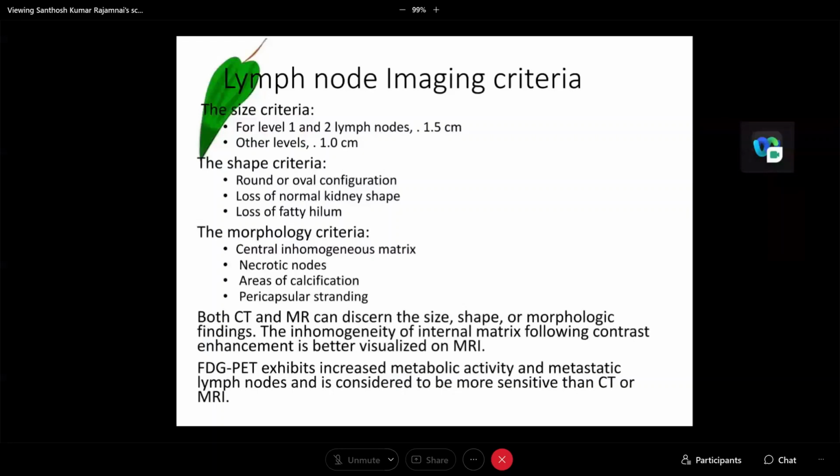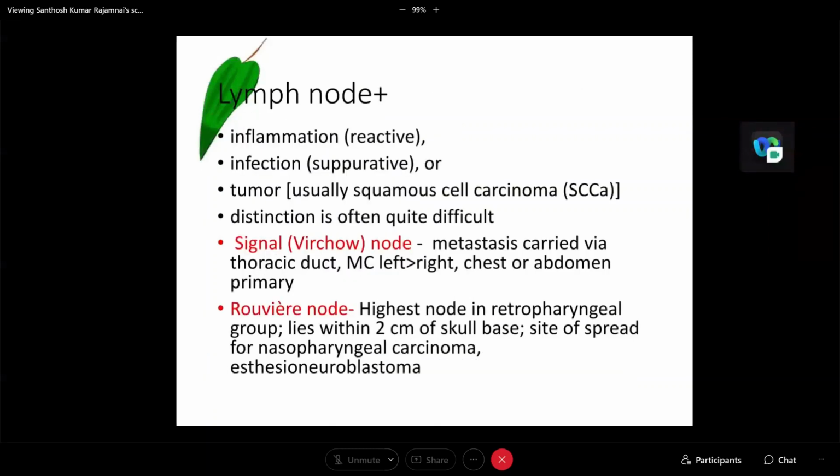And the most important thing, I repeat, is that with FDG, that is PET scan, you can easily make a diagnosis of lymph node involvement. Lymph node enlargement may be inflammatory. Because there is a malignancy, don't think that there is only metastasis. It's possible that due to malignancy, the nodes are reactive or suppurative, or it may be a tumor deposit in the node. So it's very difficult clinically to make a distinction.